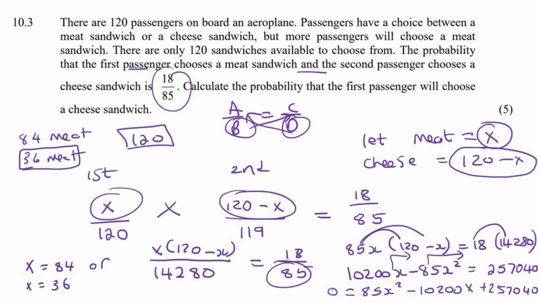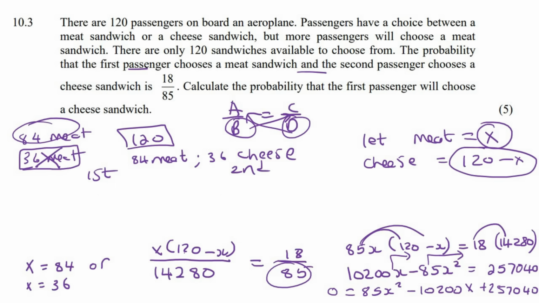But they said more passengers will choose meat, so it has to be this option here. So we cross out that one. We can say 84 meat. And then what is 120 minus 84? 120 minus 84 is 36. So that would be cheese. 84 meat, 36 cheese. Now we haven't answered their question yet.